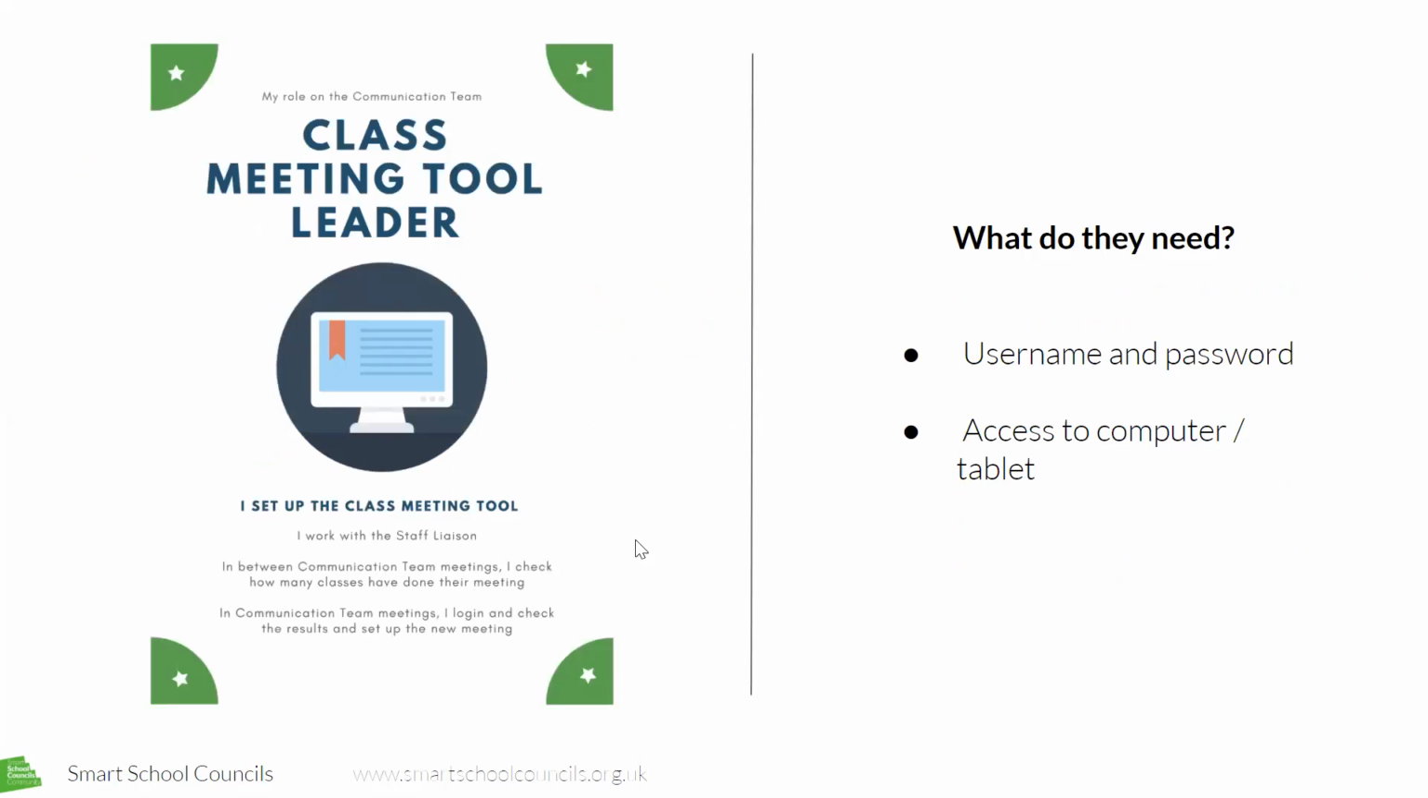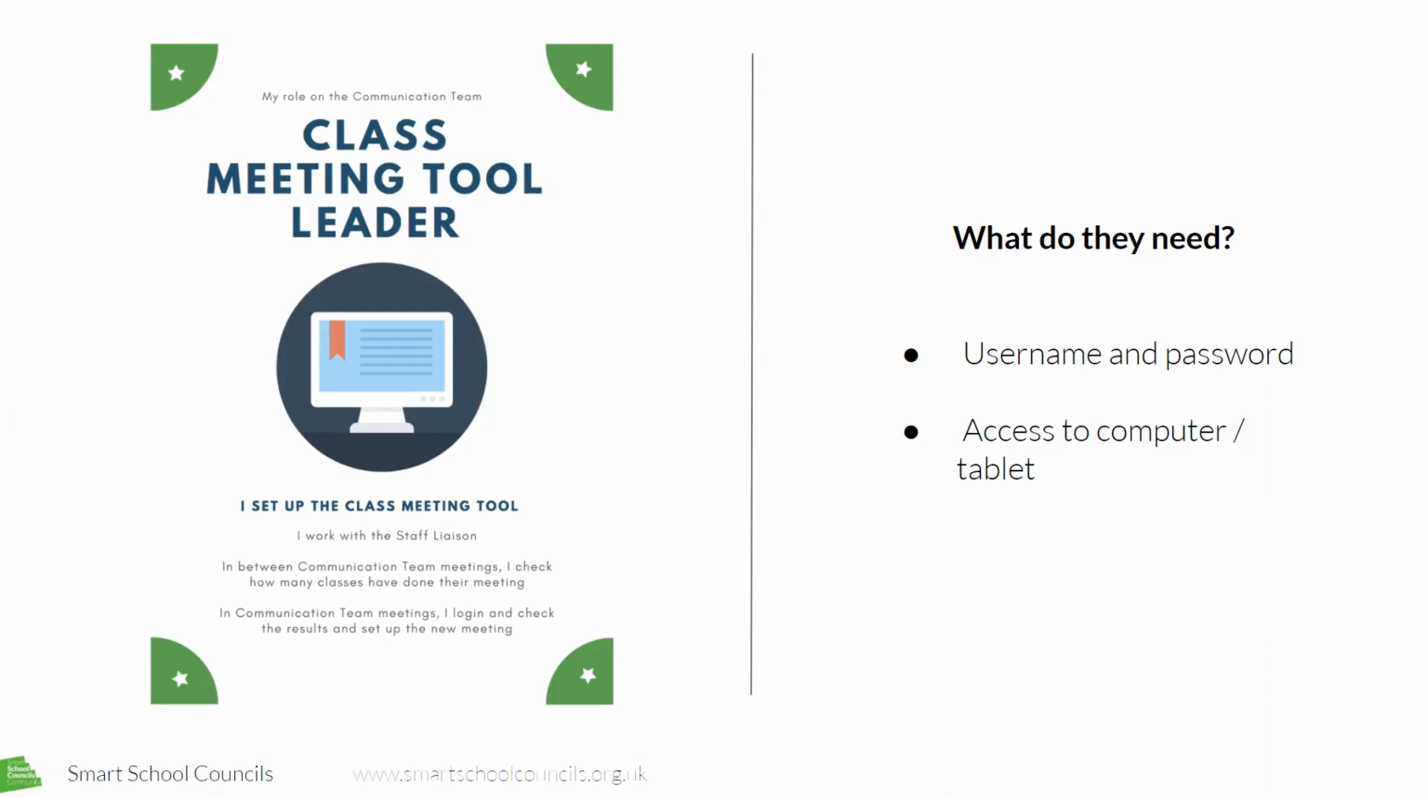We'll talk about what the role is, and then also what the requirements of the role are, what the young person needs access to perform them. And with a bit of creativity, there should be a way of doing that, even if we can't meet or we can't get access to things we would normally do. So class meeting tool leader, what is that?